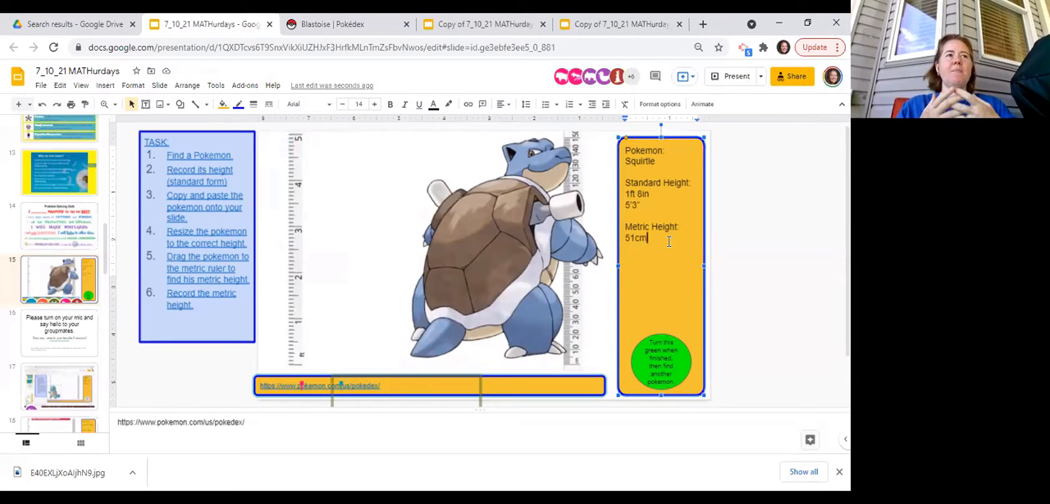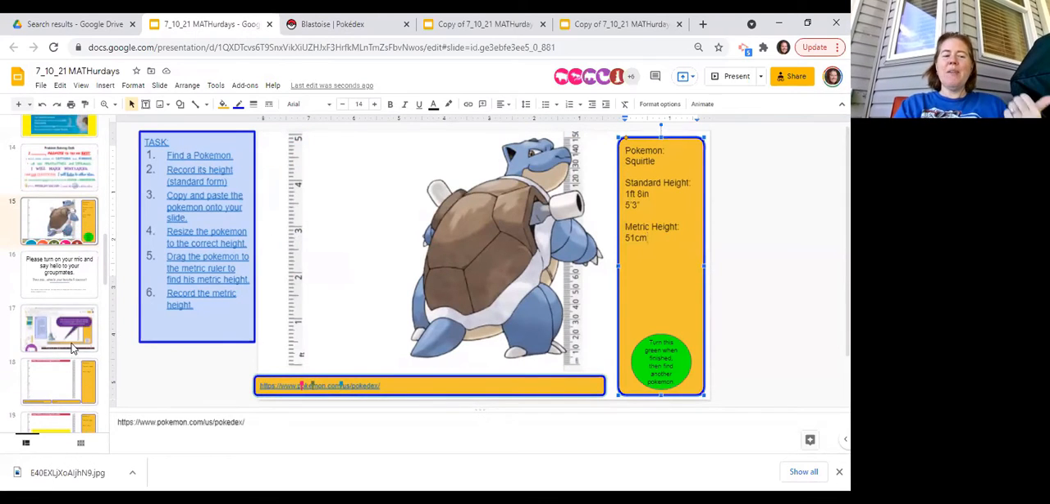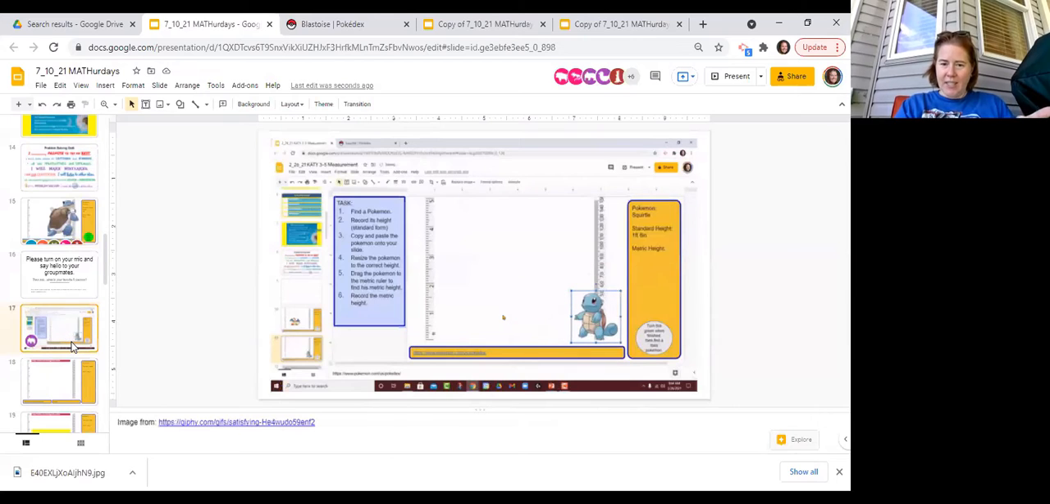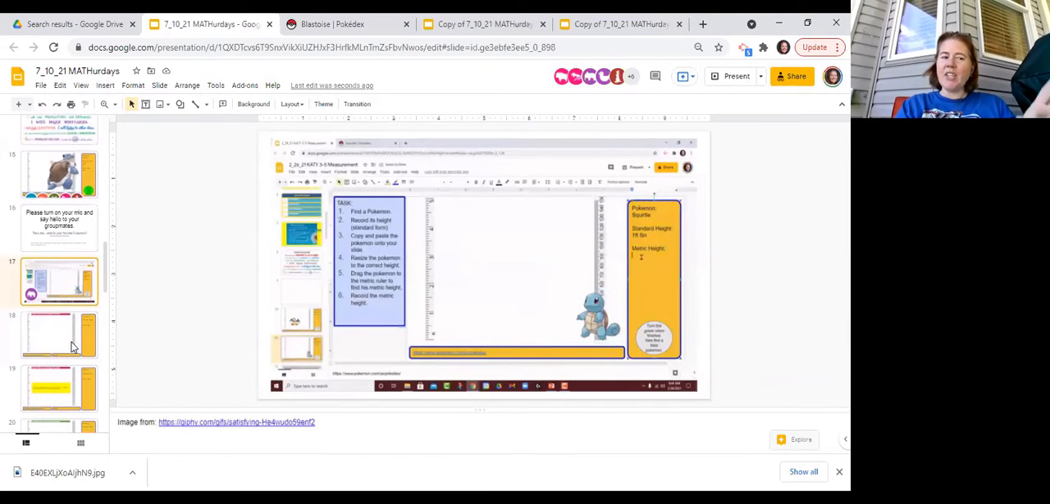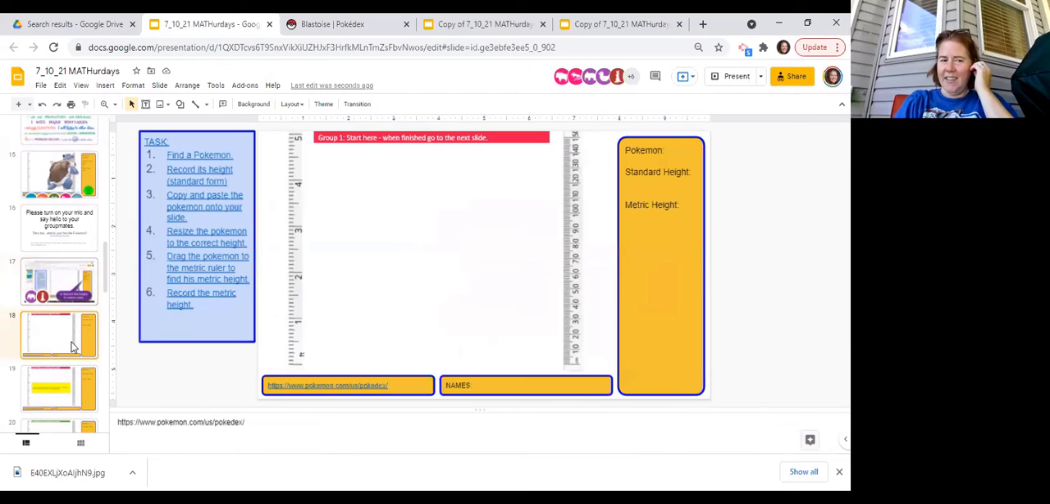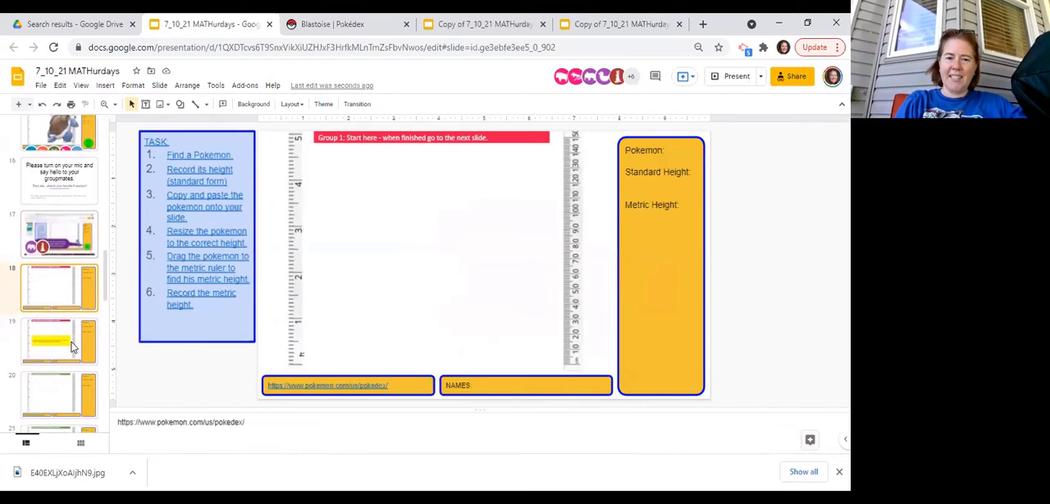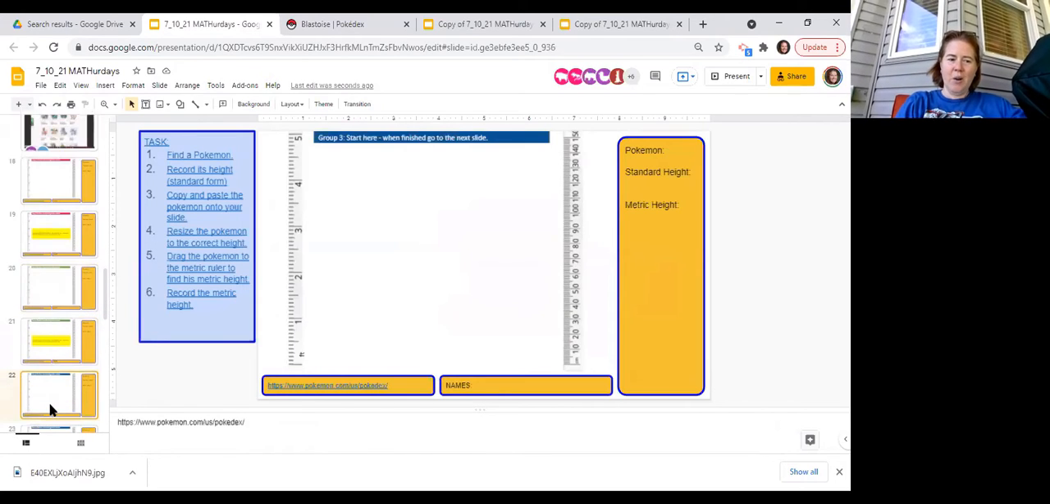As you can see, it's pretty procedural here, but what you're going to do is come up with as many slides as you can. And then we're going to pull out generalizations. What are some things you notice about your numbers from standard to metric? And that's really what I'm going to be looking for. So if you need to see that again, directions are on slide 17 of how to do it. And your group slides begin on 18. Group 1, you'll be on 18. Group 2, you'll be on 20. Group 3, you'll be on 22, and so on.